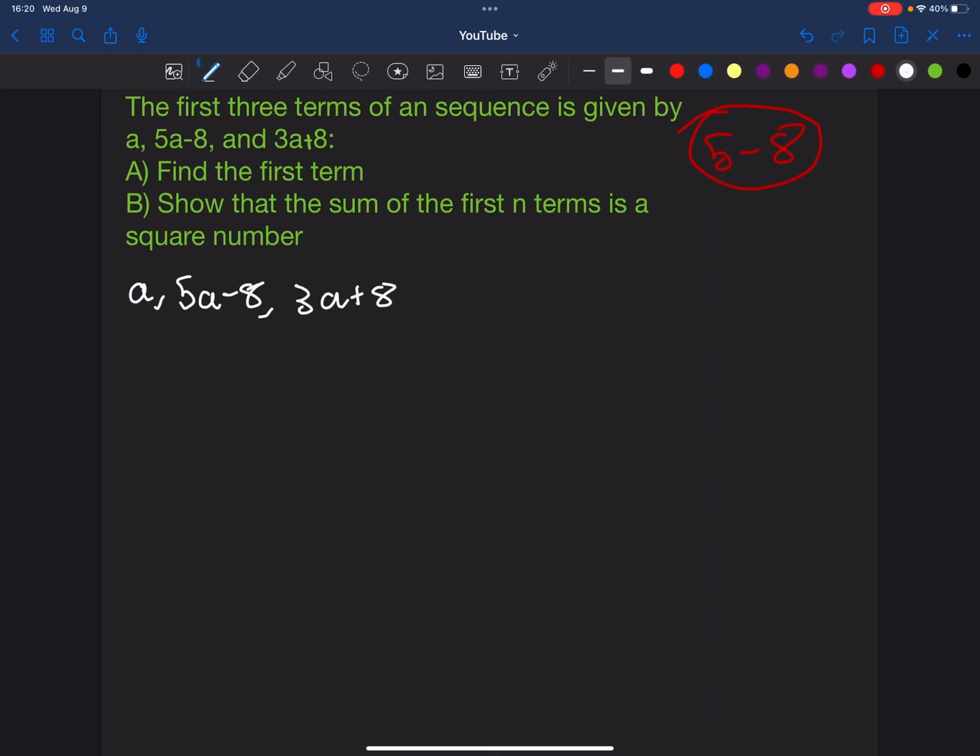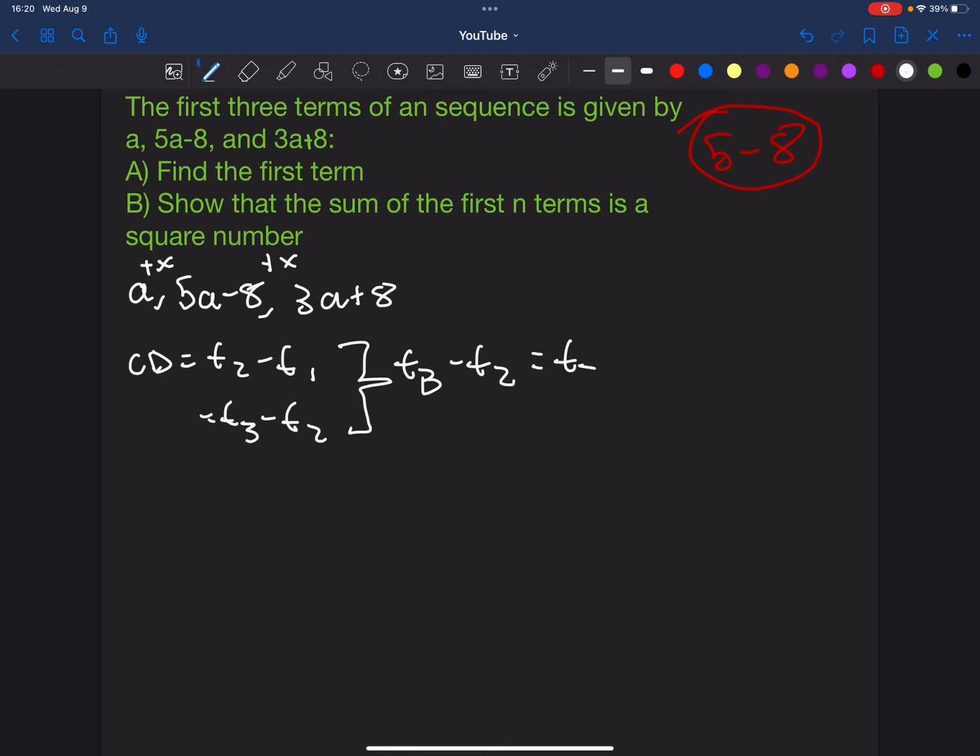So if you think about the common difference, right, we know that t2 minus t1 will give us the common difference. But t3 minus t2 will also give you the common difference because you're adding by a certain value every single time to get to the next term. So you're adding the terms by the same exact value. So if this is true, it's going to be t3 minus t2 is equal to t2 minus t1. So that's what we're going to do.